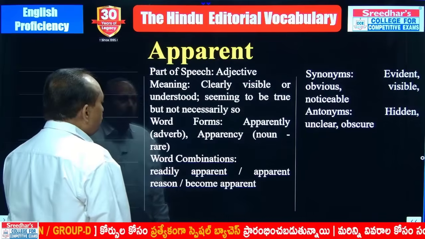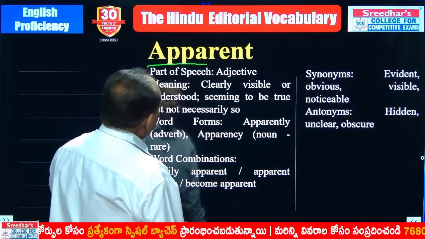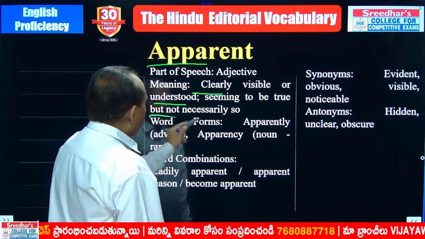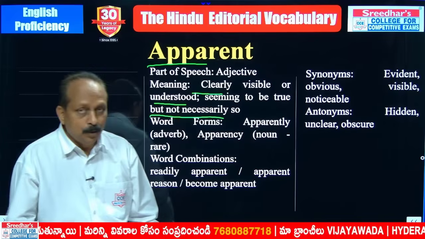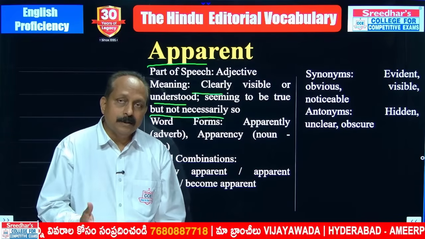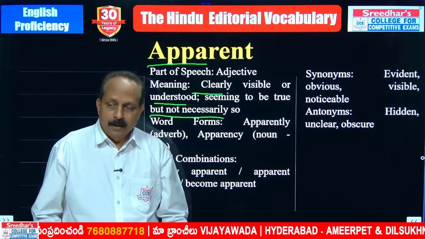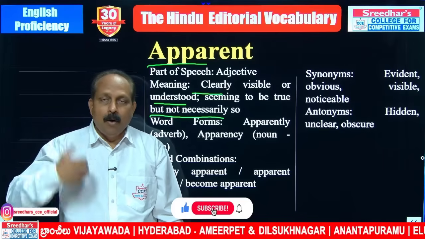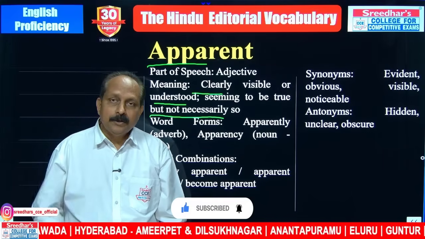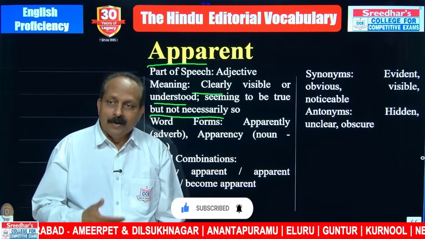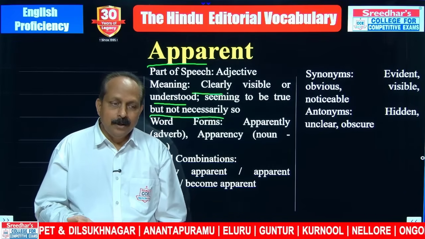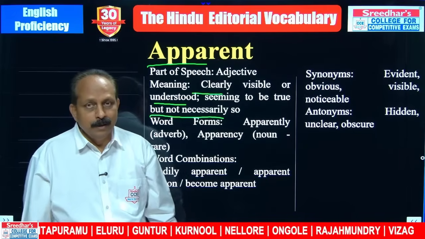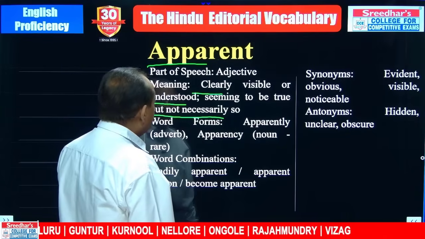The next word, the last word, I guess, apparent. Part of speech adjective: clearly visible or understood, seeming to be true but not necessarily so. There are two meanings: apparent, one obvious. What is the meaning of obvious? Something goes without saying. For example, till yesterday, one student, a boy, long hair, and this morning he walked in with short hair. We don't have to ask him, have you had a haircut? It sounds ridiculous. It is quite obvious that he had a haircut. It goes without saying. And obvious, apparent, same meaning.